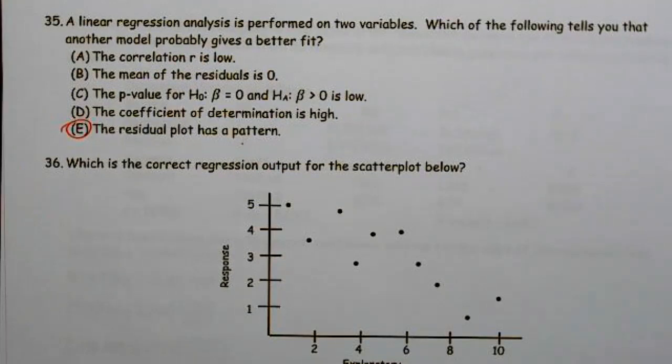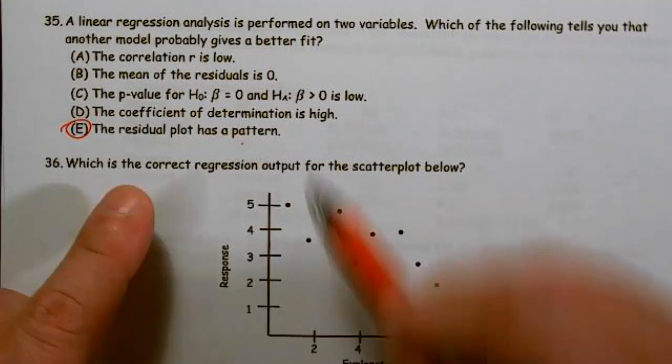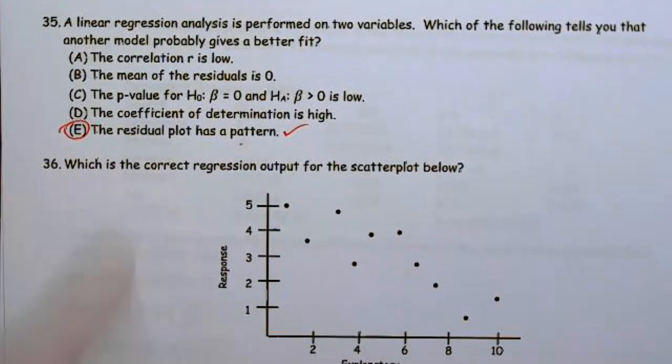Residual plot has a pattern, so some other model is better. If the scatter plot is nonlinear, some other model will be better too, but this is what I look for first. First is whether the residual plot has a pattern. Second is whether or not the scatter plot is nonlinear.